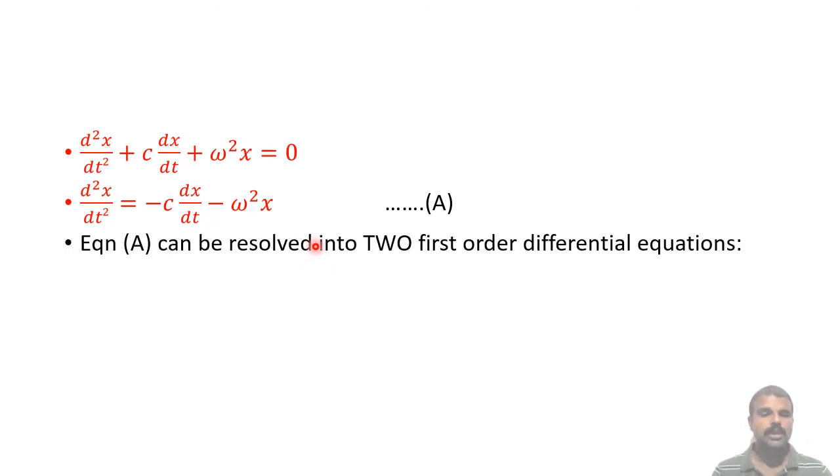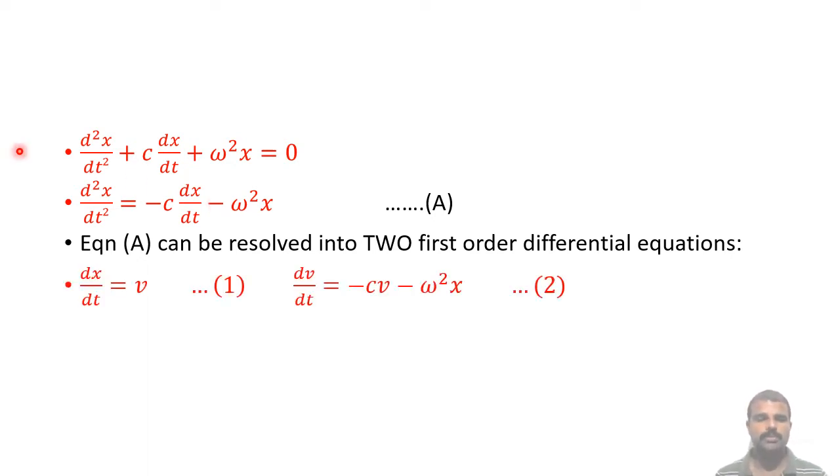Alright. So this equation cannot be directly solved by the RK method, because the RK method requires a first order differential equation. So I'm going to resolve this into two first order differential equations. More precisely speaking, I have to resolve this particular second order differential equation into two simultaneous first order differential equations. And for that I'm going to substitute dx by dt is equal to v, the velocity of the oscillator.